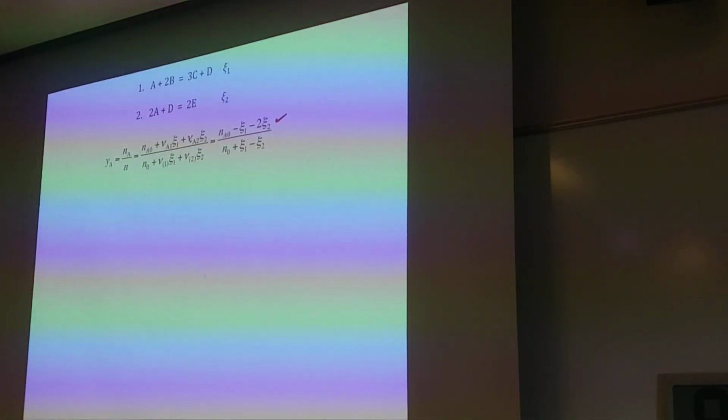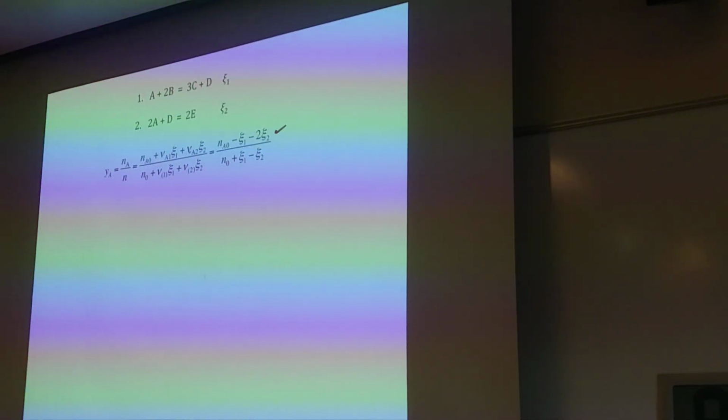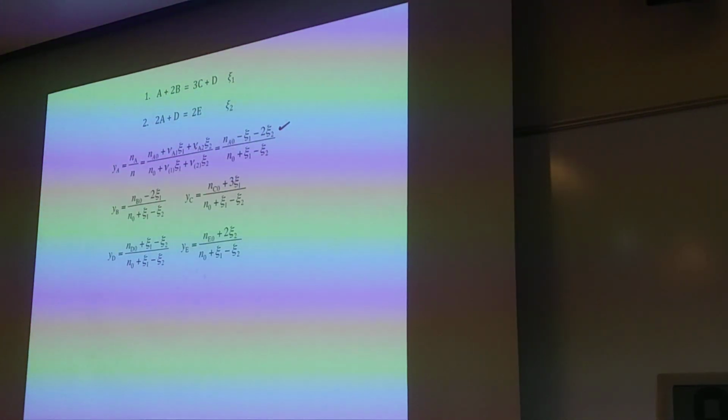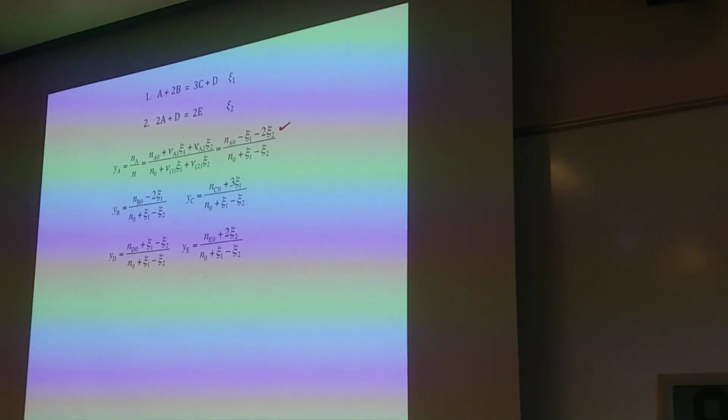And if you've got that figured out, then it's an easy matter to write down the same set of expressions for the other mole fractions that are present in the system. We've got YB, C, D, and E all written out in the same way. Everyone clear on how we do this?